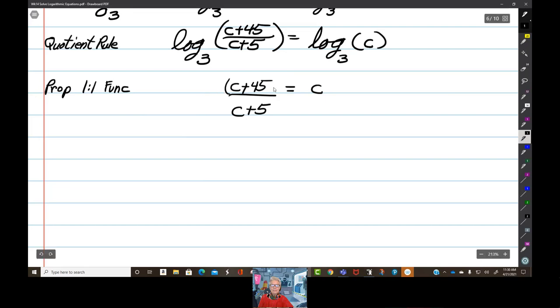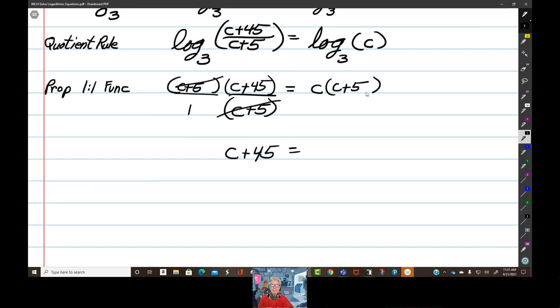Okay. Now, this is the denominator. I'm going to multiply both sides of this equation by the denominator, c plus 5, because over here, if you imagine that being c plus 5 over 1, a c plus 5 up there can cancel out a c plus 5 down there, leaving me with c plus 45. Over here, we're going to have c squared plus 5c. We could call that distribution.